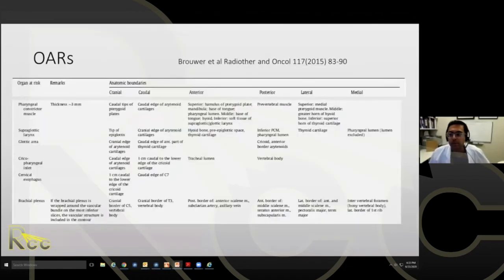So moving on now to OARs. These are some of the OARs that are in the vicinity of levels 3 and 4. You have the pharyngeal constrictor muscles. You have the supraglottic larynx, glottic region, the cricopharyngeal inlet, the cervical esophagus, and the brachial plexus. I've included the anatomical borders here. I'm not going to read every single anatomical border to you, but we're going to review on the intergroup consensus supplement document, which I'll pull up in a second here.